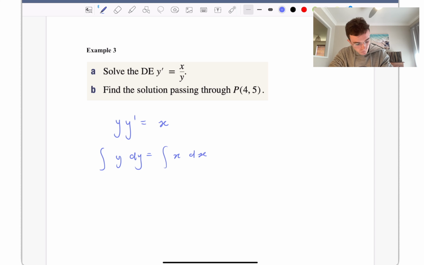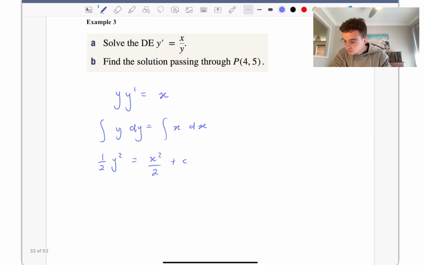And the integral of y is y squared on 2, so a half y squared, and that's equal to x squared on 2 plus c. And also, don't be that person who puts different constants on either side. We don't need plus c1 and plus c2. Just put plus c on one side. It doesn't matter.